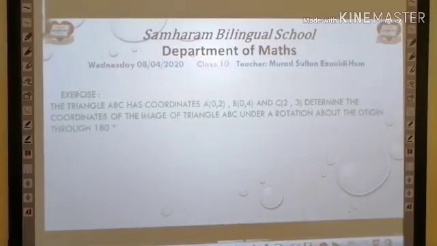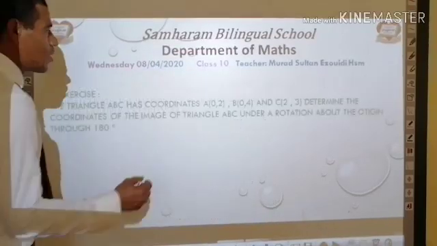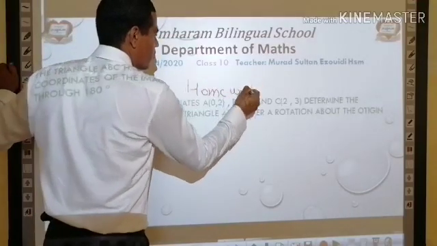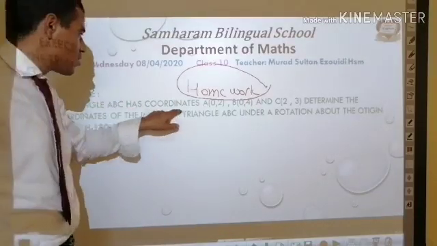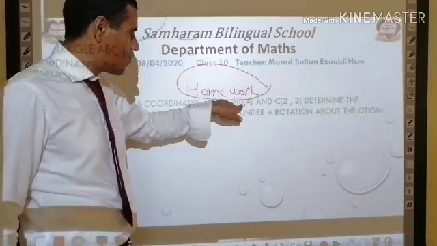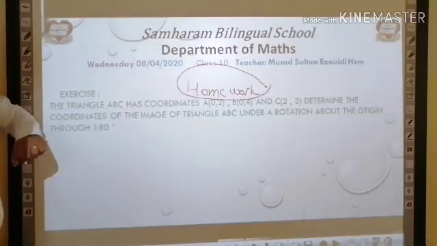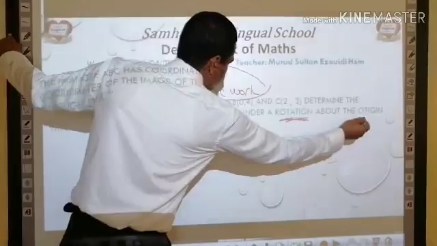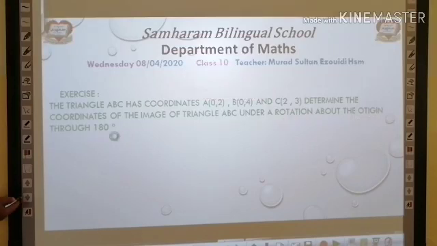The next. Here we have another exercise. This one, my kids, is homework. The homework is: triangle ABC has A with coordinates 0, 2, B with coordinates 0, 4, C with coordinates 2, 3. Determine the coordinates of the image of triangle ABC in the rotation about the origin through 180 degrees. Okay? Now we have another exercise.